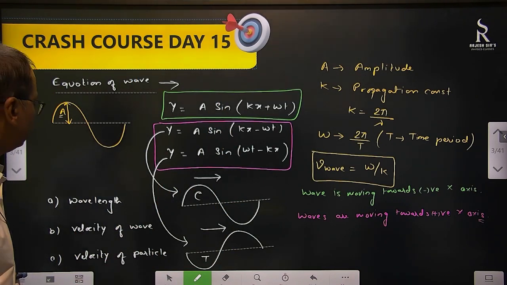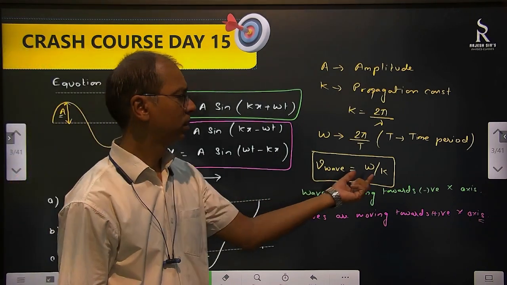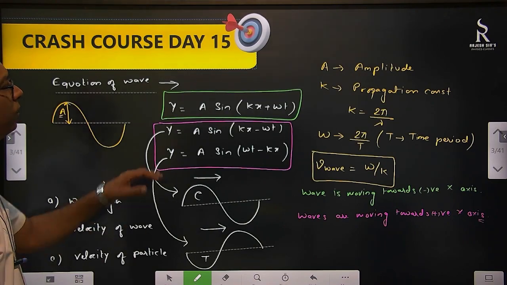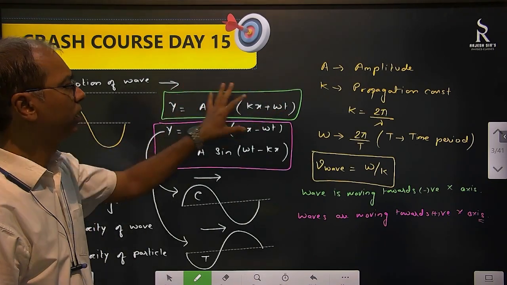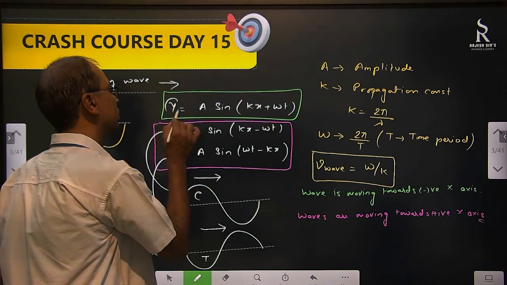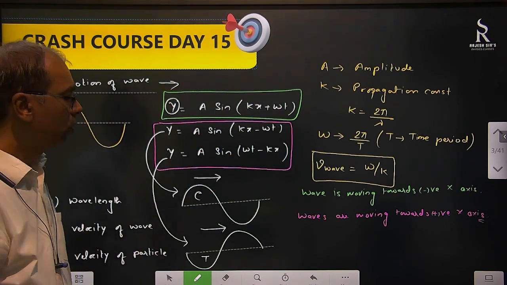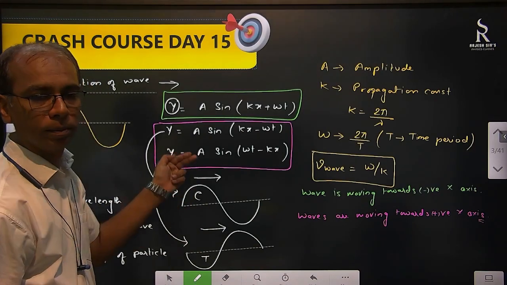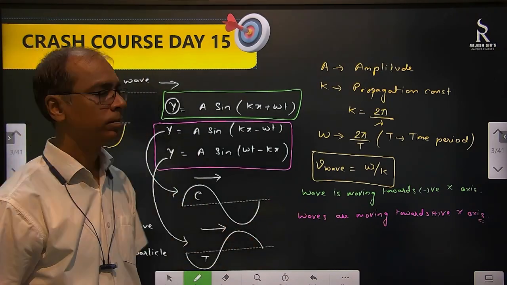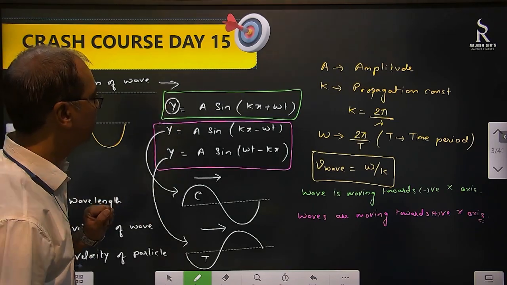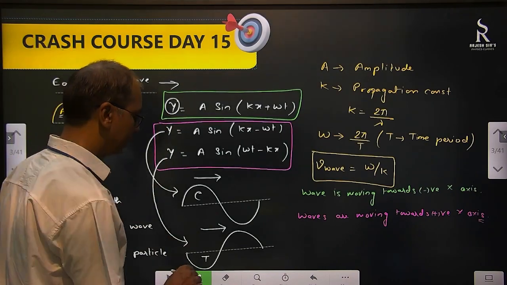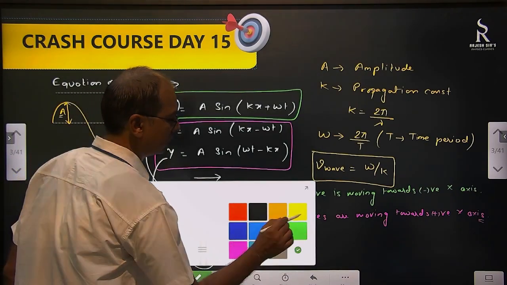Okay, wavelength I have already told you. Velocity of wave is ω by k in this one. Then velocity of particle. Now if this is showing us the wave equation, in this one y is what? Y means along the y-axis. So who is moving along the y-axis? Particle. Particle is only moving up and down. Wave is moving along the x-axis. So if this is showing the displacement of the particle, then velocity of the particle will be dy by dt.